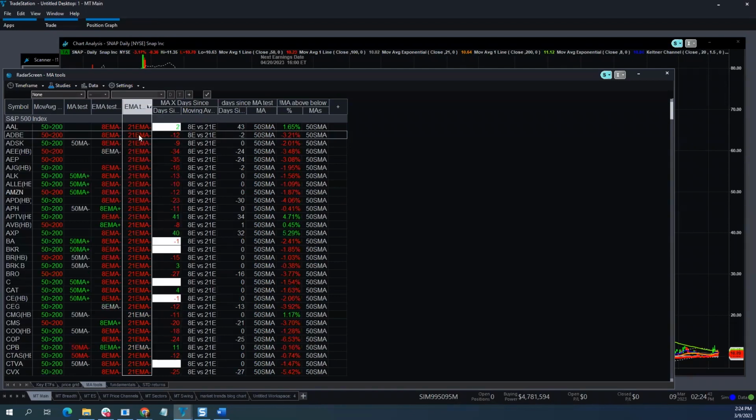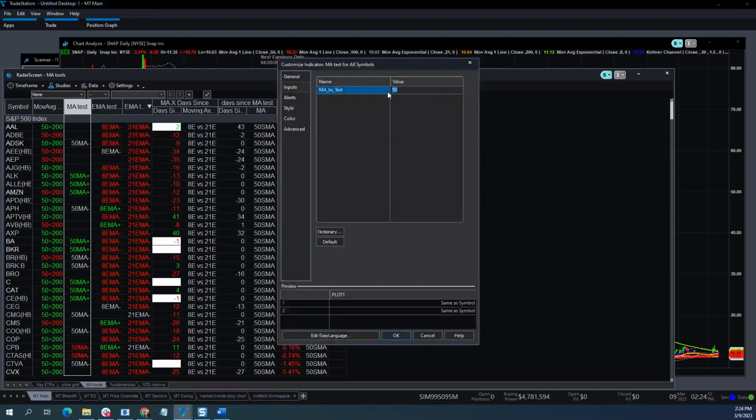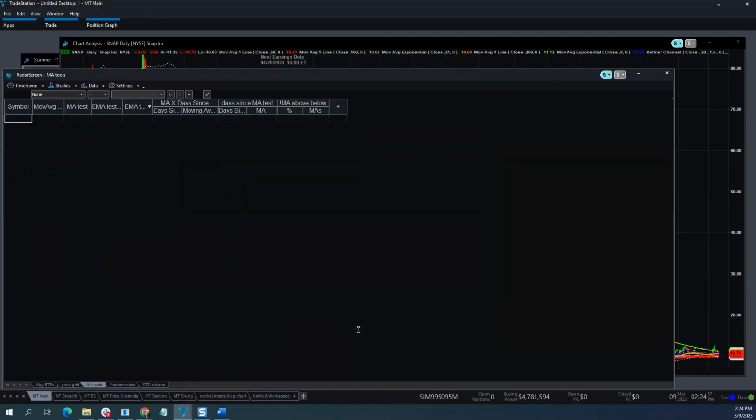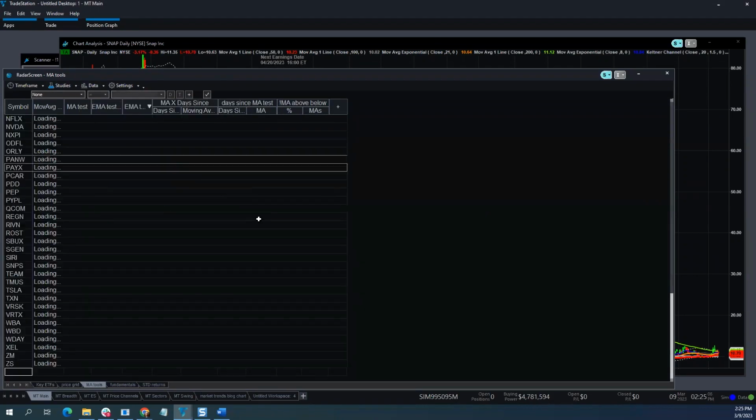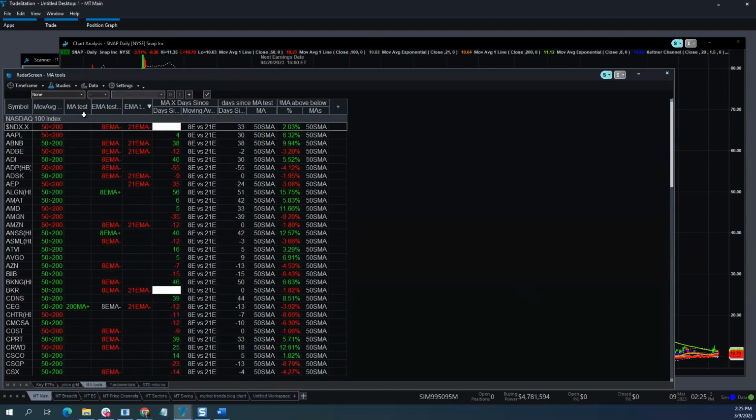And then if you want to look at some other things, I can change this MA test to studies, edit this, and then change it to 200, right? And then I can select, let's just remove that and put in Snap. And you would see, if you had a series of stocks, this one came up. So let's change this back now. Let's look at the NASDAQ 100 data, symbol list, NASDAQ 100. You can just quickly see here names that are hitting their falling 200-day today.